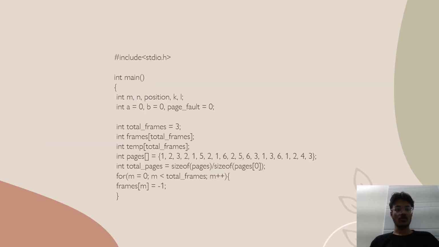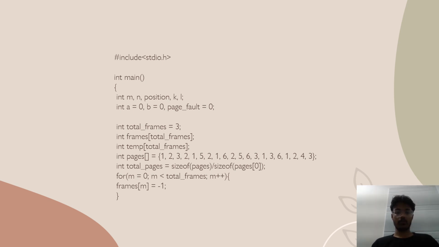Let's move on to the next topic, that is the program. How to write a program for this particular LRU algorithm. To perform this operation, we have to follow these instructions in the code. First one is the header file, that is stdio.h. Next the main function, with brackets. Next here we want m, n and position, because position is very important to find the least recently used.